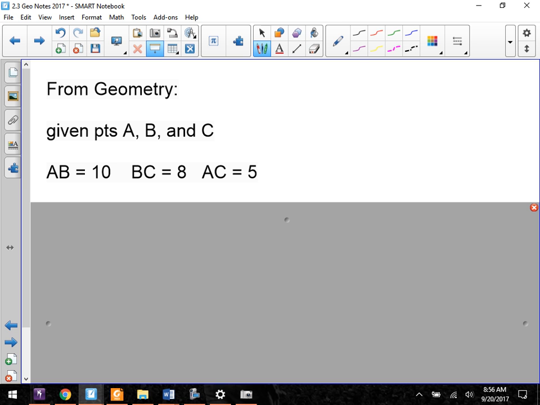Hold on a second. Take a look at what you have. You have segment AB, segment BC, segment AC. Take a second and think about what conjecture you can come up with. You're right, they're not congruent because they're not equal value, not equal length.